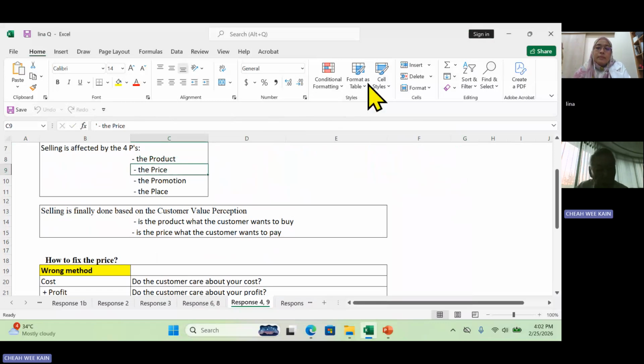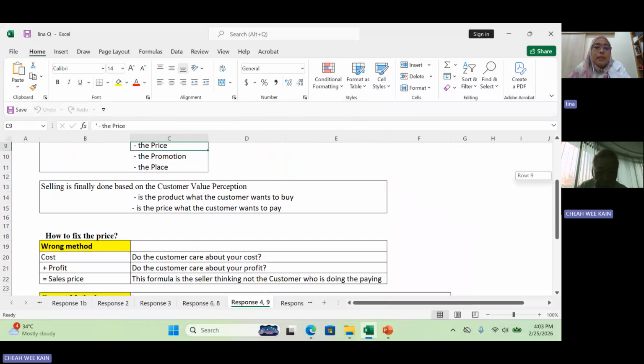So that's why under the 4P, the product comes first. This is actually based on customer value perception. Basically, is the product what the customer wants to buy? So even if you are selling very cheap, if it's not the product I want to buy, they don't buy. And then if this is a product the customer wants to buy, then is the price okay for the customer? That's why the price comes second. So it's not always the cheapest product. It depends on your business, the type of quality and product.